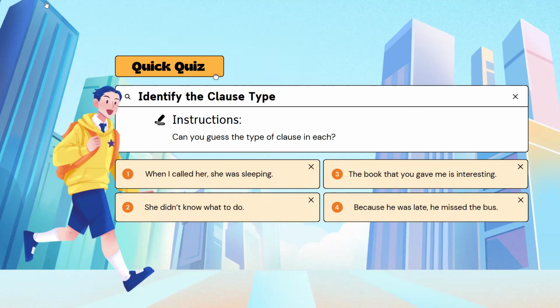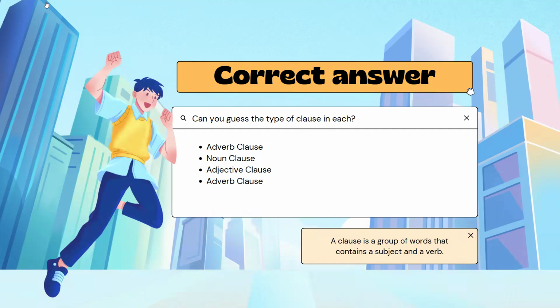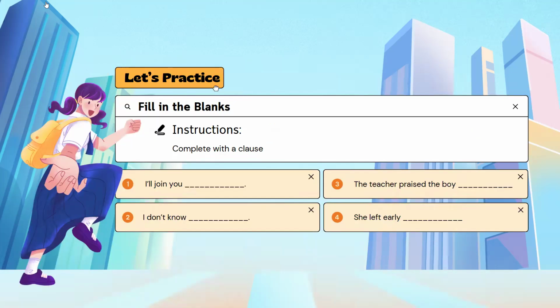Alright, let's test your skills. Can you identify the types of clauses in each sentence? Take a moment to think, pause the video if needed, and identify the answers. So here I have given the correct answers. Next, now it's your turn.